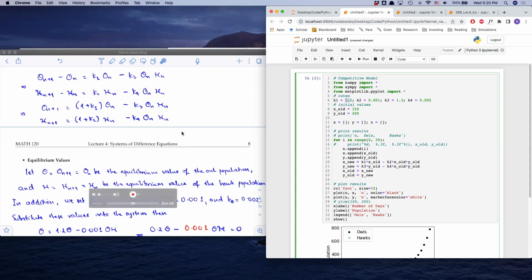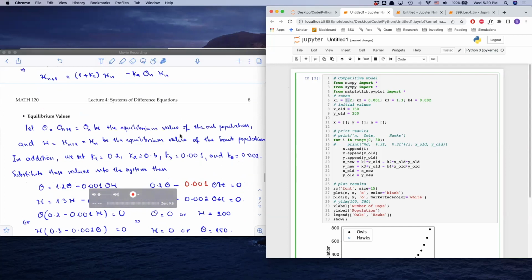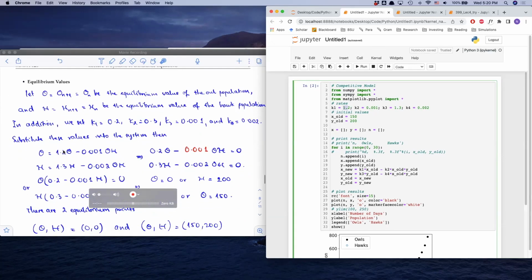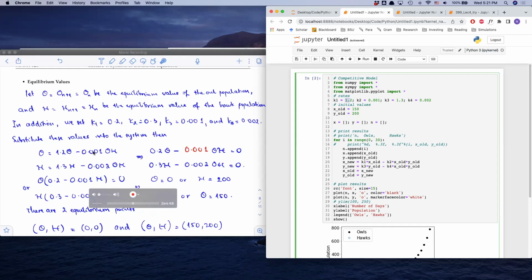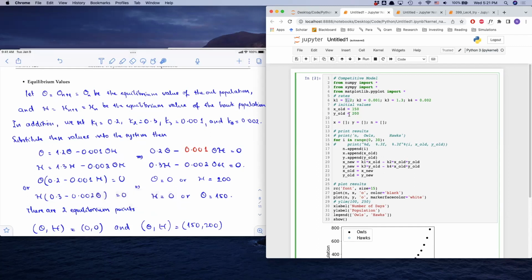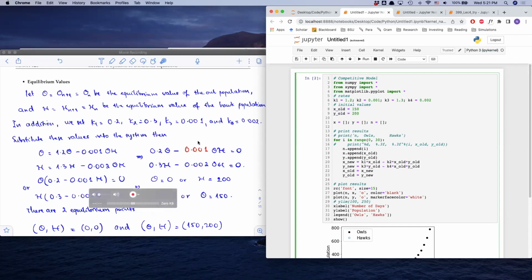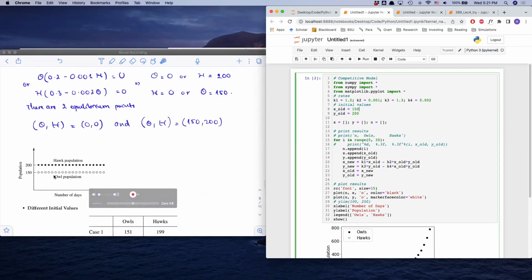Okay, so to show you that, what I mainly do is I'm going to use 1.2 for K1, 0.001 for K2, 1.3 for K3, and 0.002 for K4. Okay. Now the initial values are 150 and 200, and if you notice, this is one of the 2 equilibrium points. Okay, so we want to see if we can reproduce this particular graph at all.